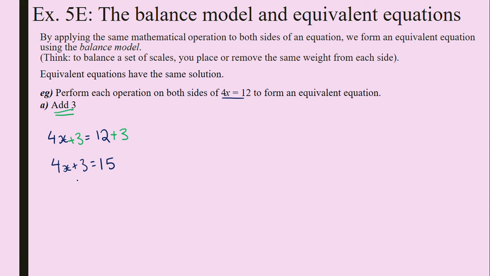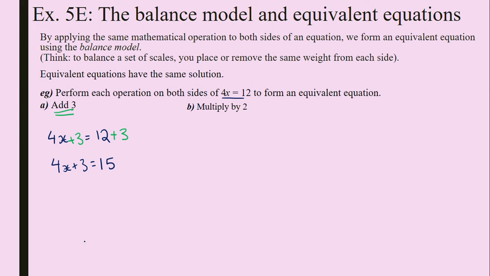What that means is if we were to solve this equation, we would get the same answer in both cases. In this case, 4 times 3 equals 12, so x would be 3. If we were to substitute that into this equation here, 4 times 3 is still 12, plus 3 is 15. So in both cases, whether we've added the 3 or not, x equals 3. Let's try a different operation.